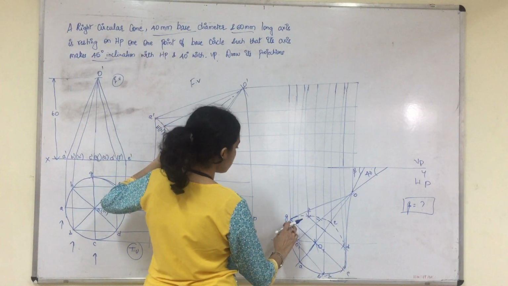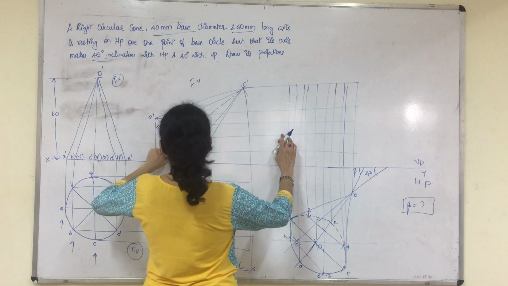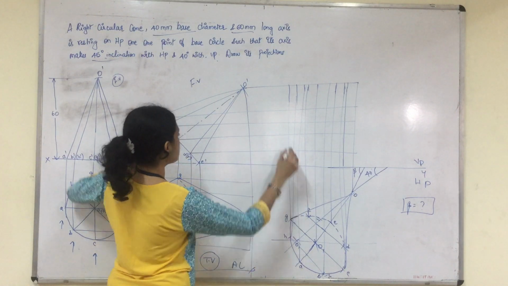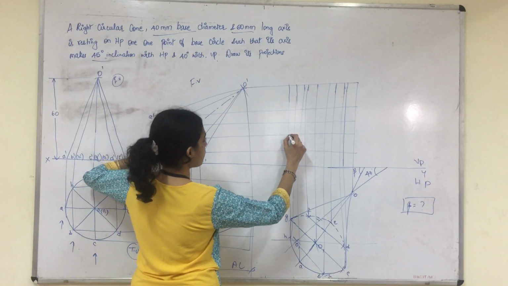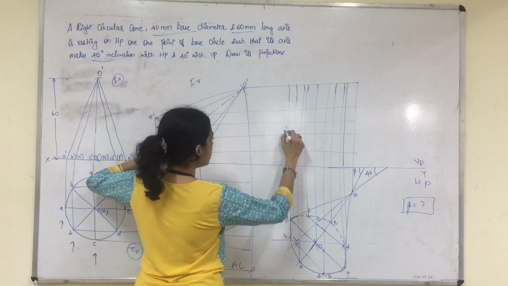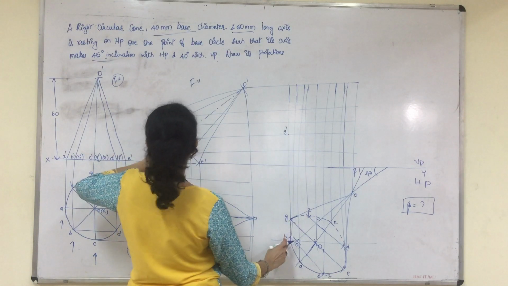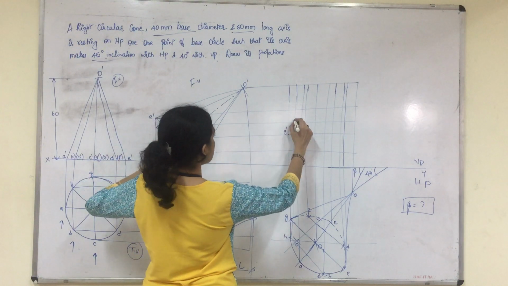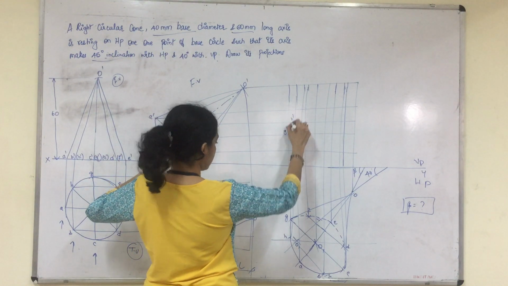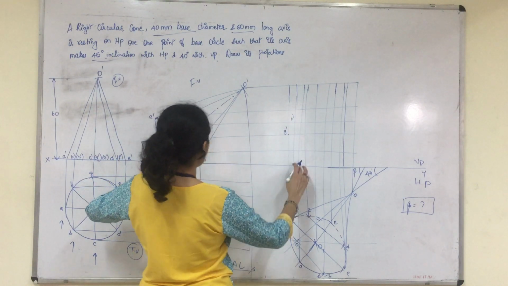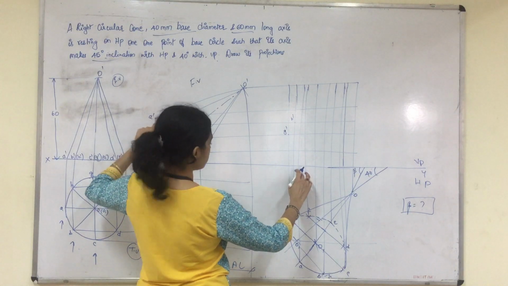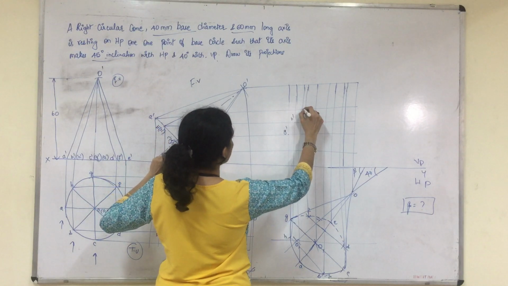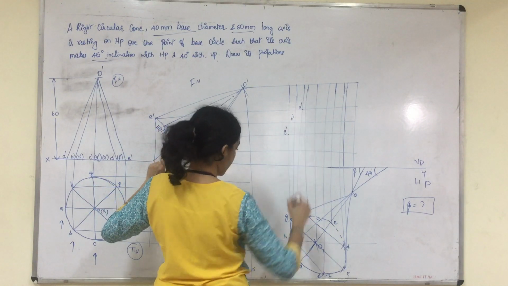So the locus of G is meeting G dash at this point. So this is our G dash. The locus of H is meeting H dash at this point. So this is our H dash. The locus of A is meeting A dash at this point. So this is our A dash.